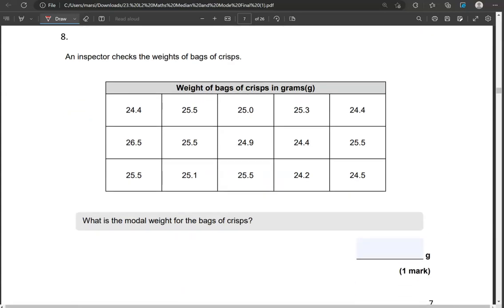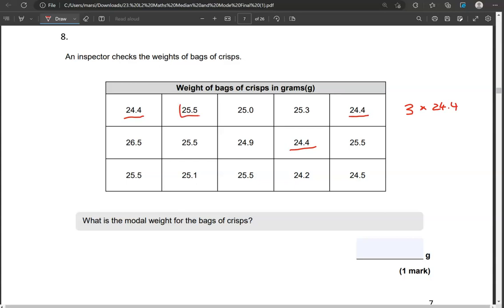An inspector checks the weights of bags of crisps. What is the modal weight of the bags of crisps? Okay, so we have 24.4 here, and that's again here, so 2, 3, so 3 times 24.4.